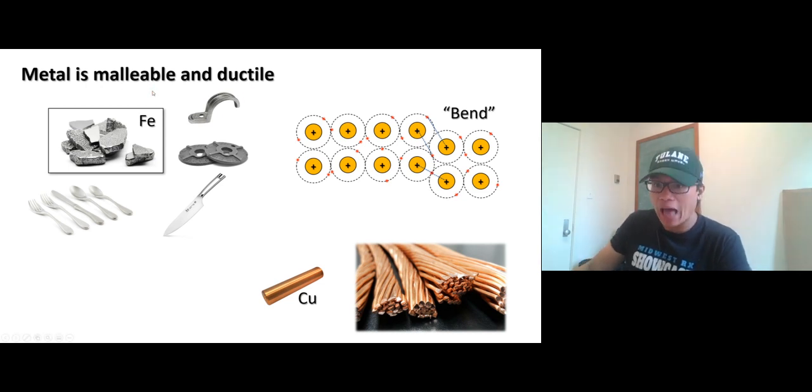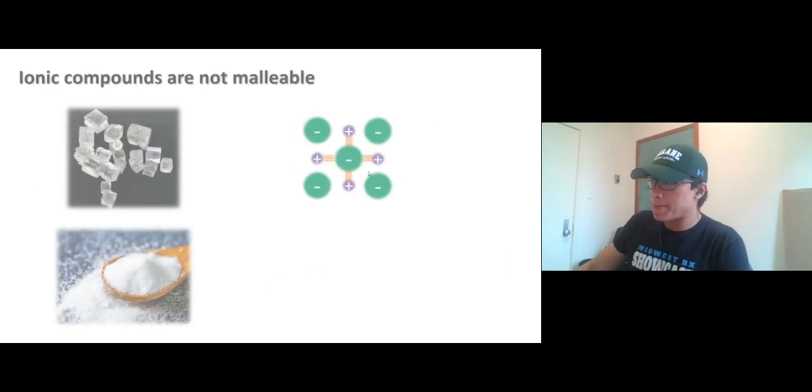Malleable means it can be pounded, can be forged into a different shape. Ductile means it can be stretched into wire, like that. It's a copper wire. But you can't do this with ionic compounds. Take a look at what happens.